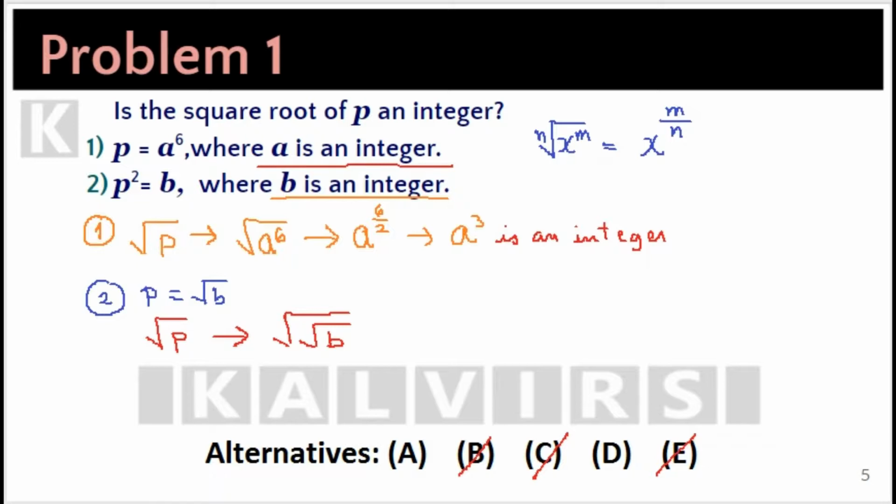Now, is it possible to determine whether the square root of B is an integer or not? It is not possible to determine whether this number is an integer, because we don't know the value of B. Therefore, statement 2 alone is not sufficient. Finally, choice D is discarded and choice A is correct.